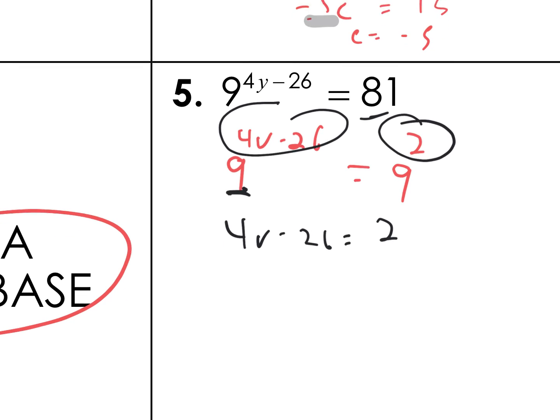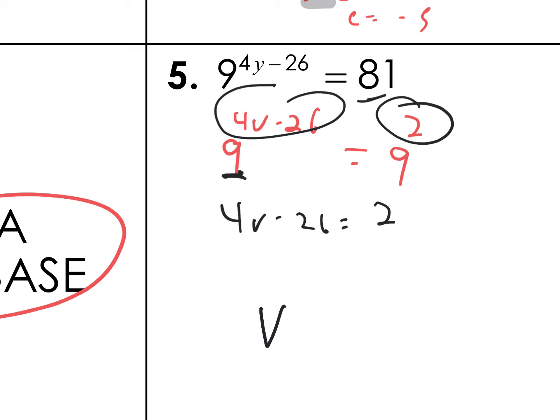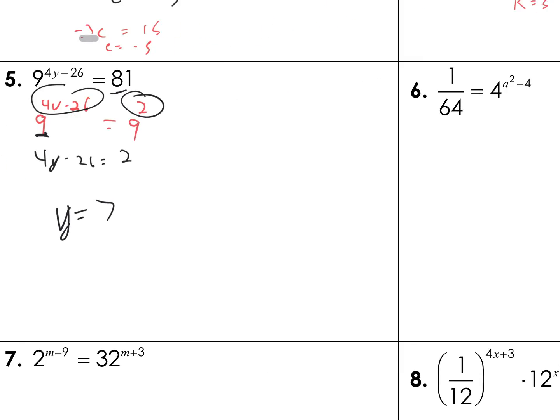All right, let's finish solving this. What is V? Oh, it's a V. Oh, I thought it was a V. No, it's a Y. Oh, a Y? Yeah, you're right. Y is equal to 7. Okay. Nice job.